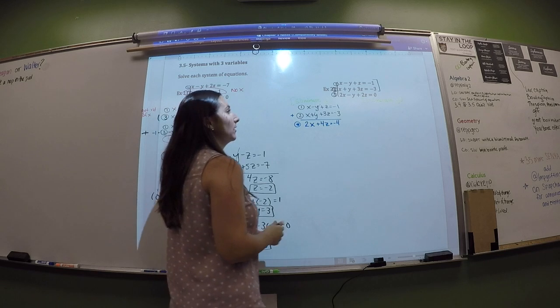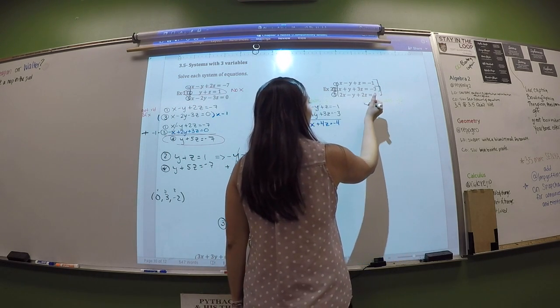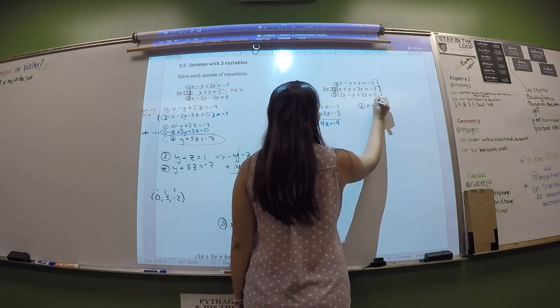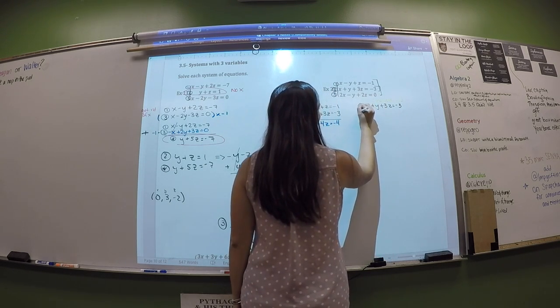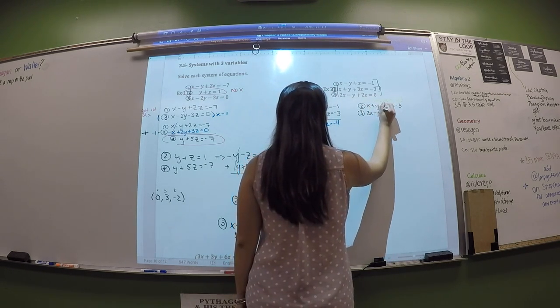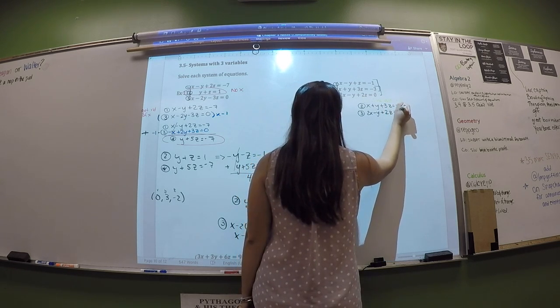What do you wanna use? 2 and 3. 2 and 3 is a good choice. So x plus y plus 3z equals -3, and then 3 is 2x minus y plus 2z equals 0.